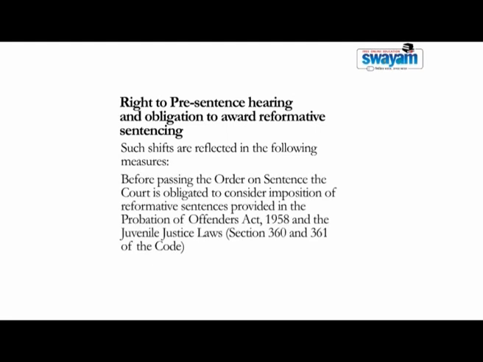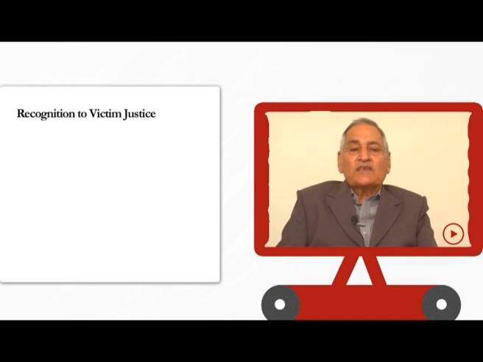And before passing the order of sentence, the court is obligated, because of Sections 360 and 361, to pass a reformative sentence, such as under the Probation of Offenders Act or under juvenile justice law. And Section 361 makes it a mandatory provision that the court shall give reasons every time for not giving a reformative sentence. Now, finally, recognition of victim justice.